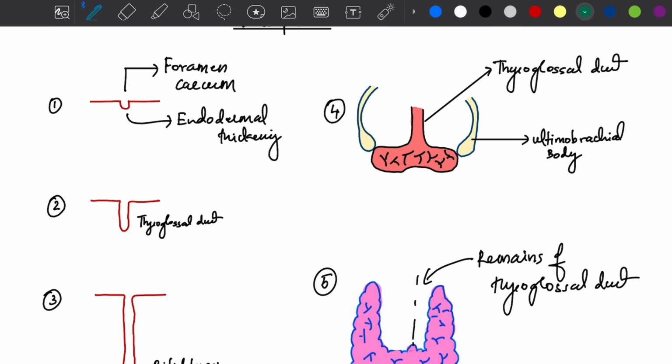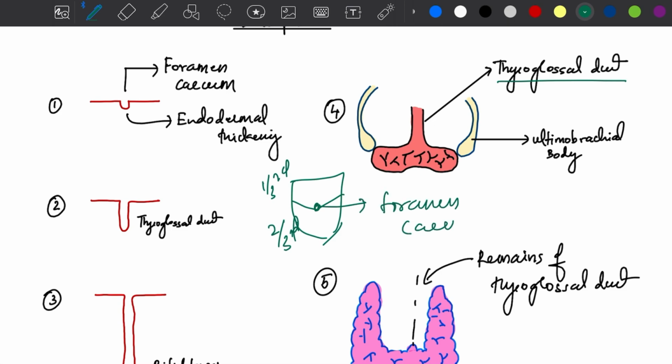The site of the origin of the thyroglossal duct is often marked as a foramen called the foramen cecum. In between the anterior 2/3 and posterior 1/3 of the tongue, we can see a foramen called the foramen cecum.